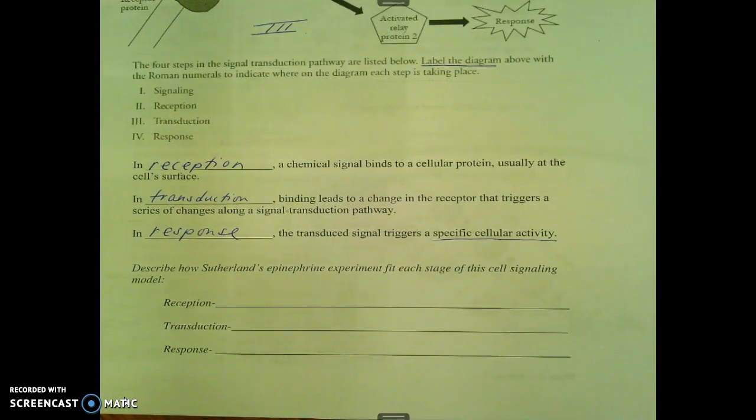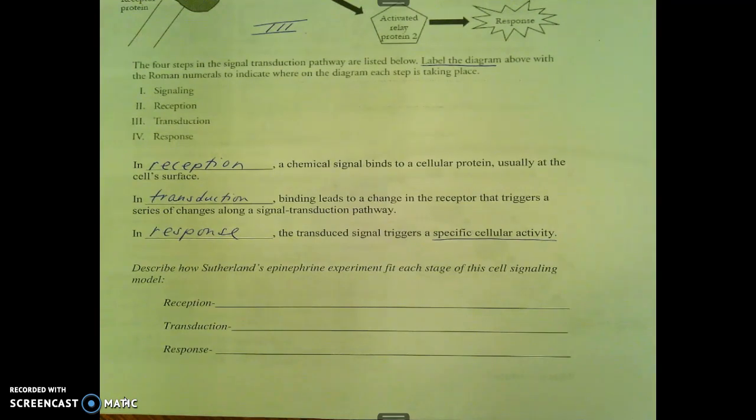Take a few minutes with the Sutherland epinephrine experiment and think about how that experiment involves each of these 3 steps. Describe which parts of the experiment fit with each stage. Pause the video now, please.